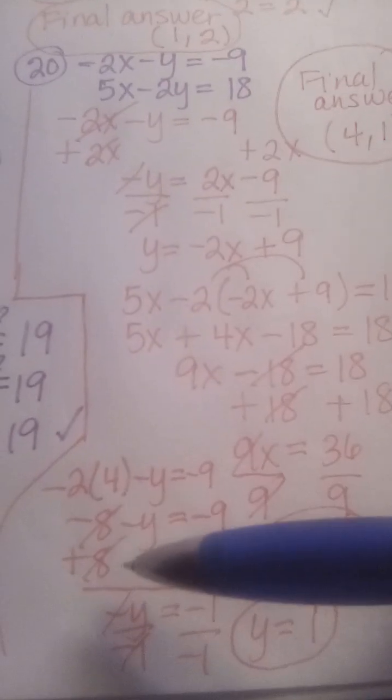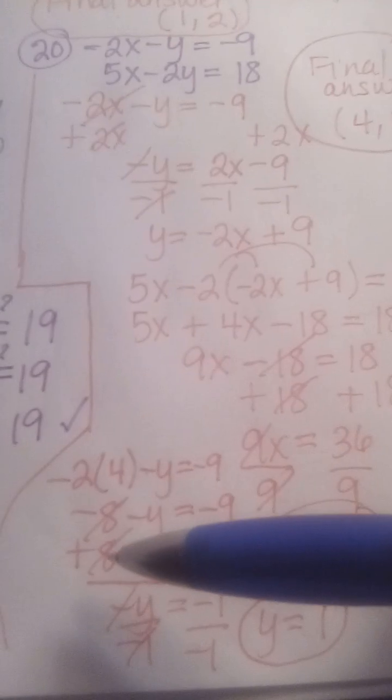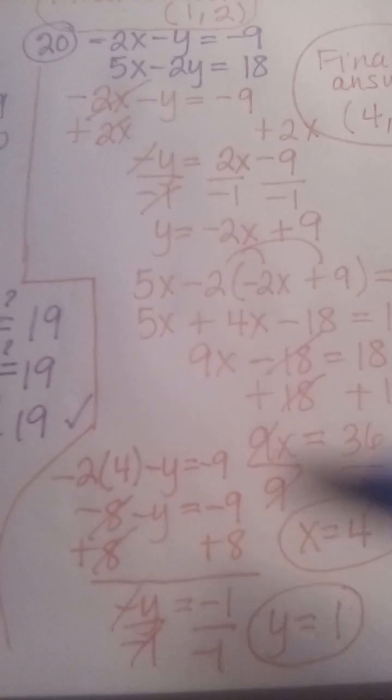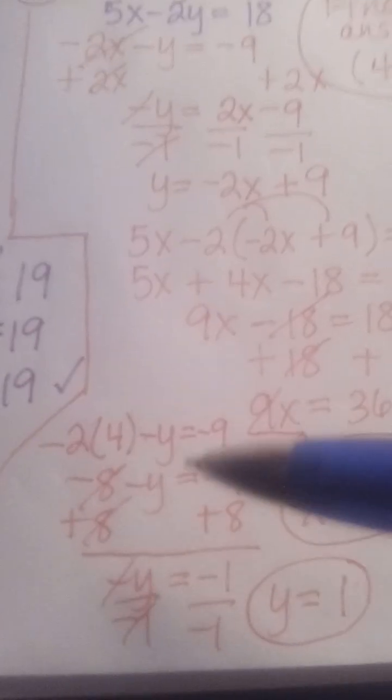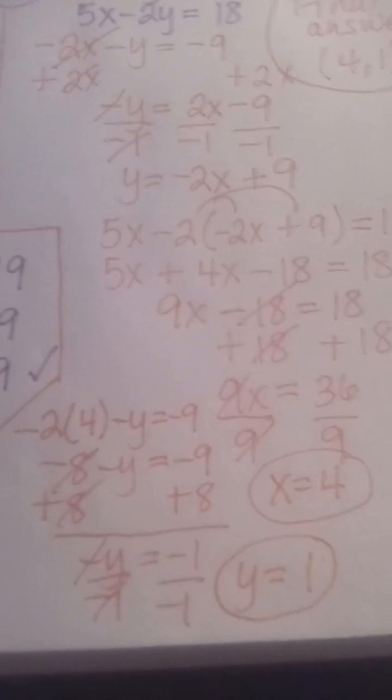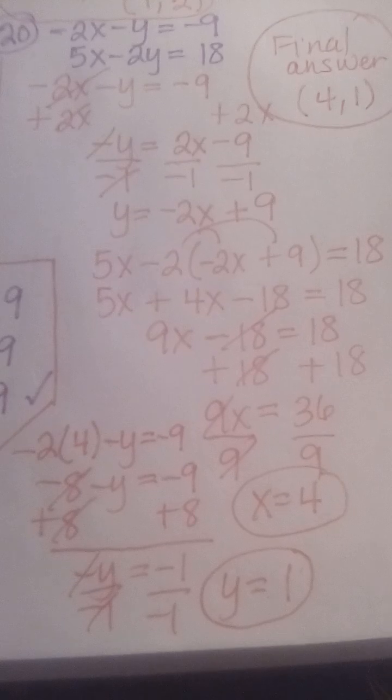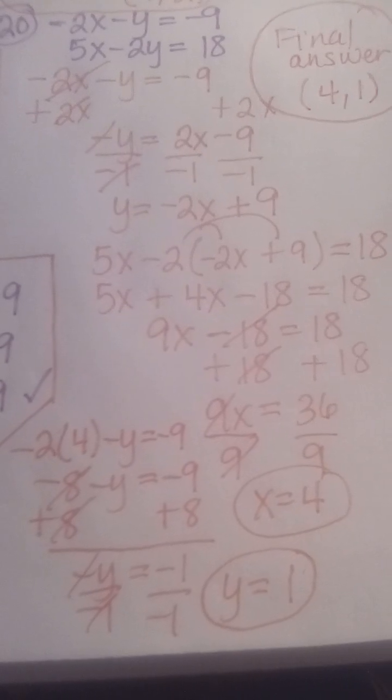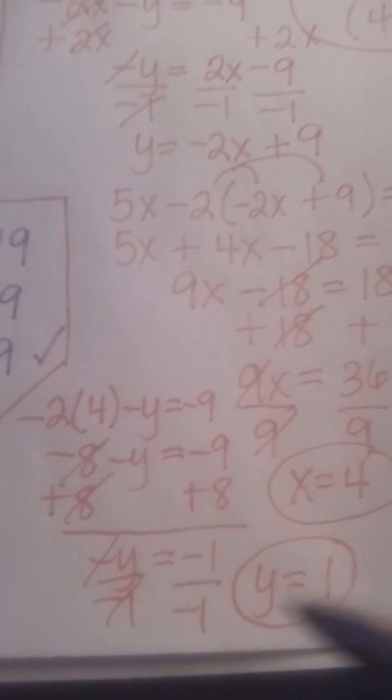And then in order to get the 8 across, we have to do the opposite. We add 8 to both sides. Cross out the 8 on the left side. We have a negative y equals negative 9 plus 8. And it gives us a negative 1.